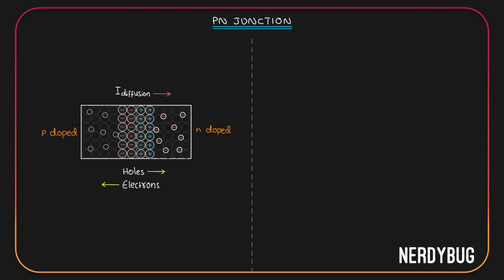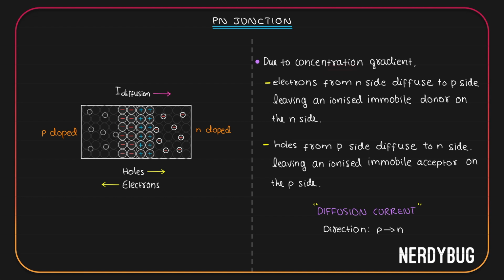Let us write down what happened. Due to concentration gradient, the electrons from the n side diffuse to the p side and they leave ionized immobile donor atoms on the n side. We are talking about these positively charged ions. Also, holes from the p side diffuse to the n side, leaving ionized immobile acceptor atoms on the p side. We are talking about these negatively charged ions. This gives rise to a current, we call it diffusion current, and the direction of the diffusion current is from the p side to the n side of the semiconductor.